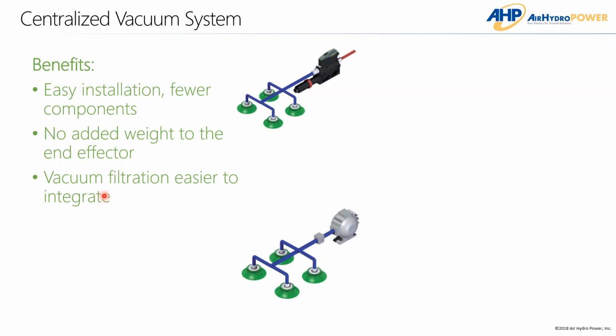Vacuum filtration is a little easier. Primarily you've got larger lines, and since everything's going back to one line, it can be easier to introduce one filter instead of multiple filters, so it is a little easier for vacuum filtration. And as you can imagine, the orifices inside these pumps are going to be larger than in your decentralized units.